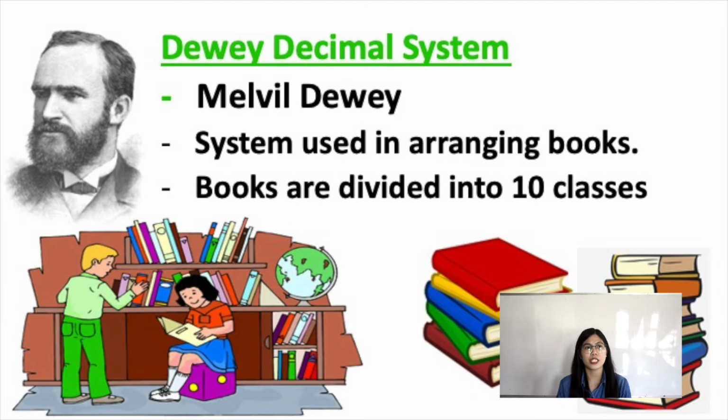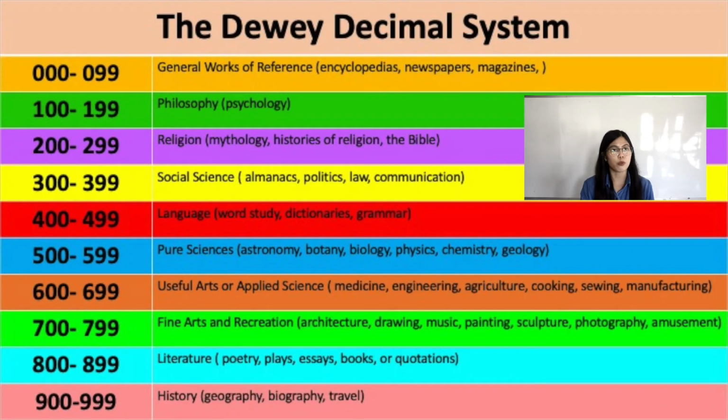If you happen to visit a library, you will notice that the books are arranged perfectly, thanks to this kind of system. Books are divided into 10 classes in the Dewey Decimal System. What are those? The first class or classification is the general works of reference. The general works of reference include encyclopedias, newspapers, and magazines.